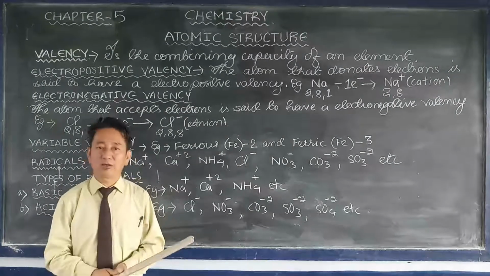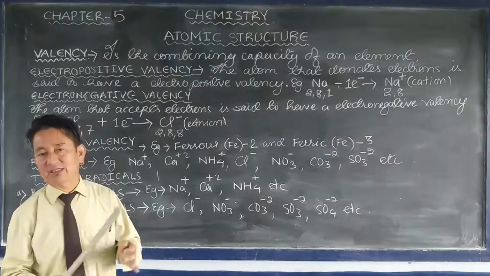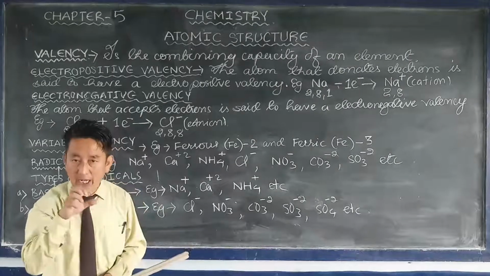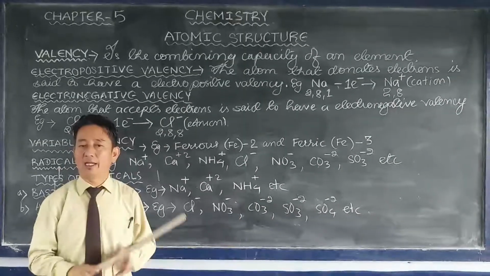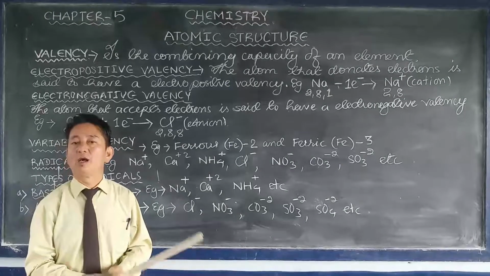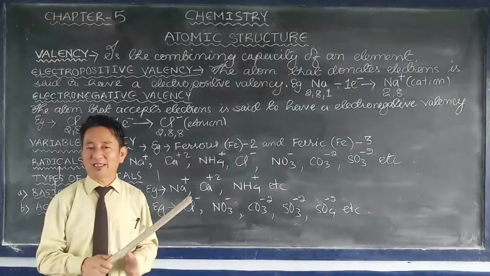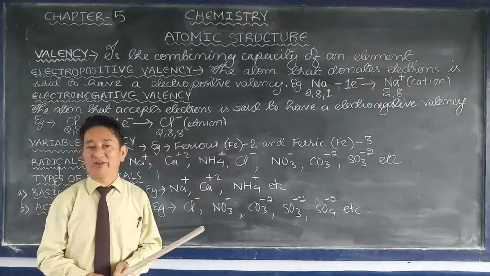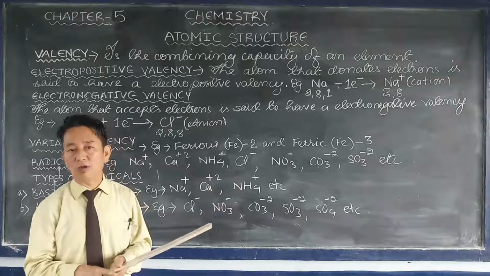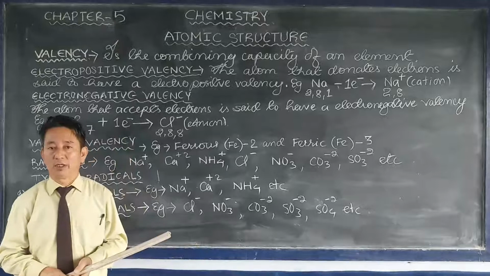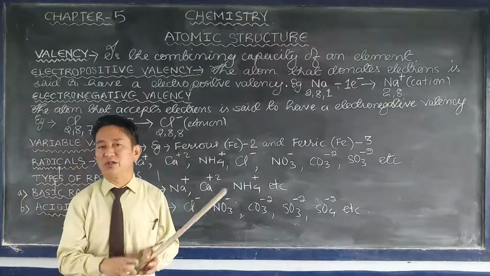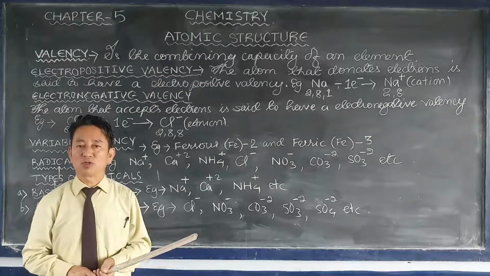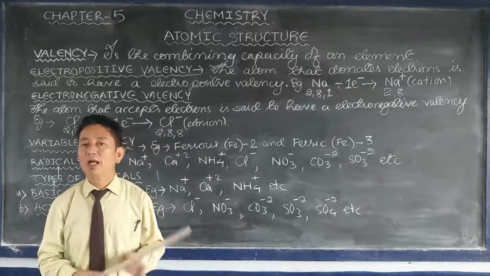And non-metallic atoms have 4, 5, 6, or 7 valence electrons, and they have a tendency to gain or to accept electrons and acquire the stable electronic configuration of the nearest noble gases. Non-metals also have a tendency to share their valence electrons. Here in a molecule of non-metals, each atom mutually shares its valence electrons, and the combining atoms acquire the stable electronic configuration of the nearest noble gases.